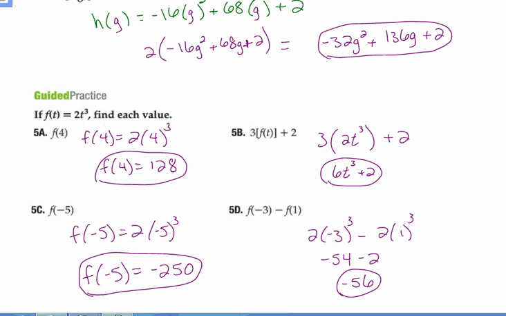5D says take the function, plug a negative 3 in there, get that answer of negative 54, then subtract the same function of plugging a 1 in, which is a 2, we end up with negative 56. So what is it asking me to do? And then go ahead and do it. Many different concepts, of course, in this section, but I think we can handle the assignment for this section.